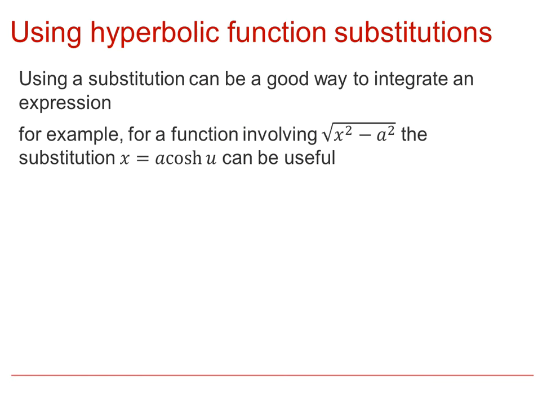Using a substitution can be a good way to integrate an expression that would otherwise be outside the range of our experience. For example, for a function involving the square root of x squared minus a squared, the substitution x equals a cosh u can be useful. Other videos consider using circular trig functions as substitutions in detail, but here we will only consider an example using hyperbolic functions.